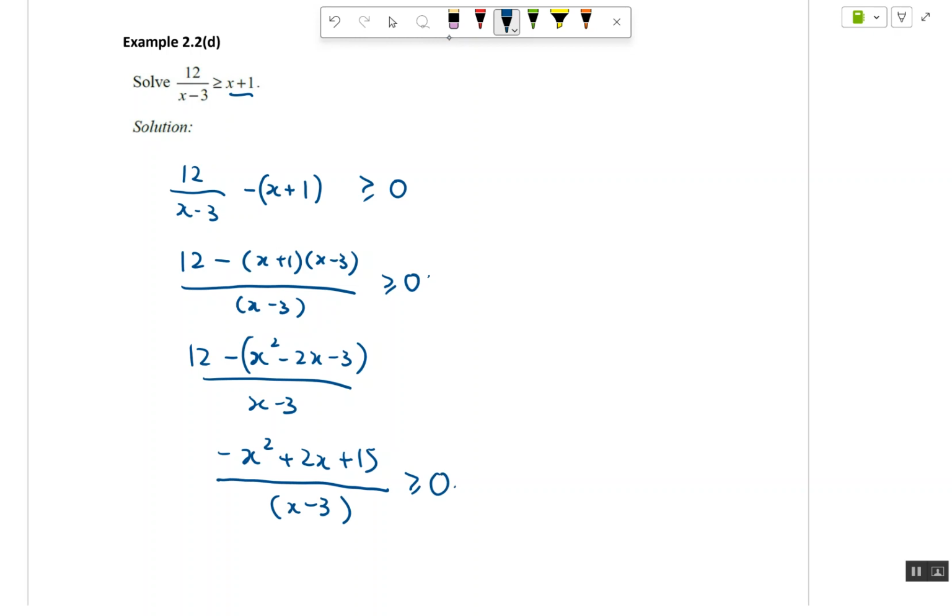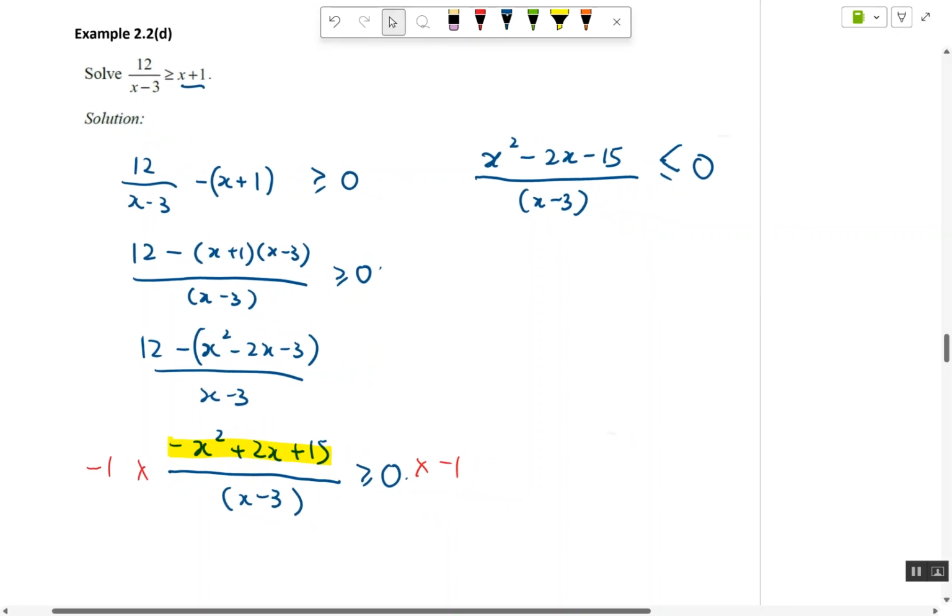Now, always make it a habit to change the quadratic function to a positive x squared. So if I want a positive x squared, I need to multiply by -1. In this case, does the sign change? Yes, the sign changes. This will become x squared minus 2x minus 15 over x minus 3, and this is less than or equal to 0, because when I multiply by -1, the sign will change.